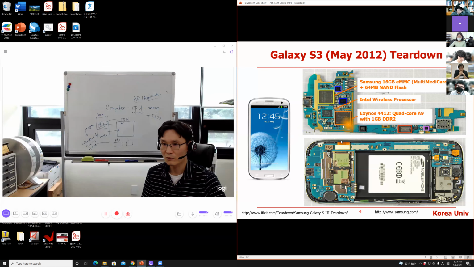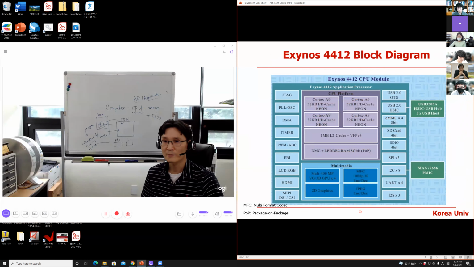Let's take a look at the block diagram of this Exynos 4412. So this is a block diagram of the application processor. So you have 1, 2, 3, 4 Cortex-A9 CPUs, right? Cortex-A9 CPUs and cache, main memory, right? DDR main memory integrated. Okay. The other things are all I/O devices, right? JTAG, DMA is not actually I/O. It is a master component.